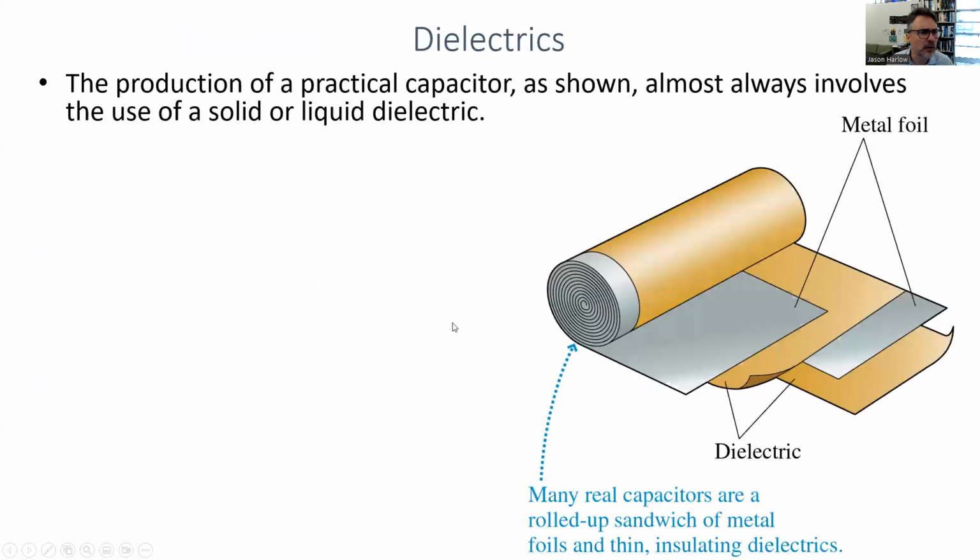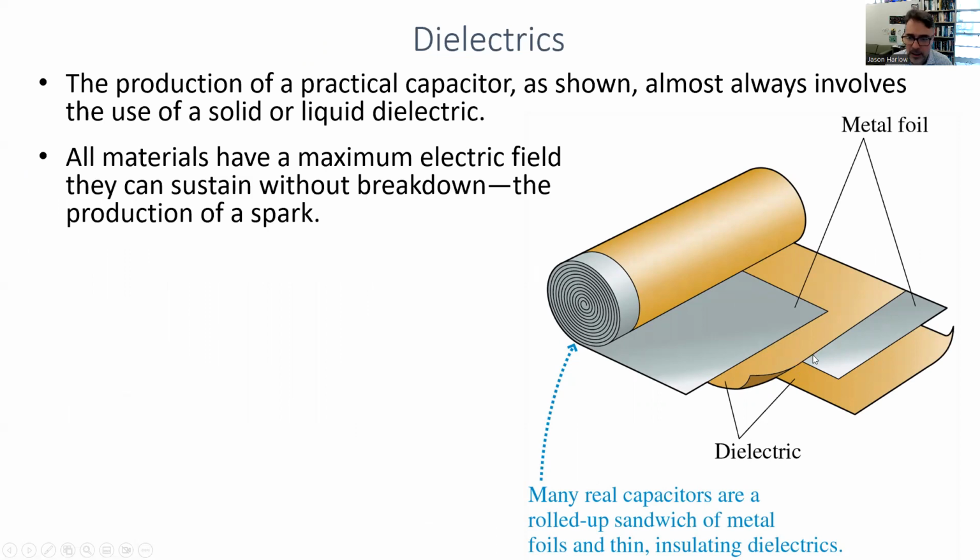And I think there's a tape. Oh, it shows here that many practical capacitors, like some of the ones you'll be using, tend to use a solid or liquid dielectric. So you've got these two plates, metal foil, and then slipped in between them is an insulating dielectric.